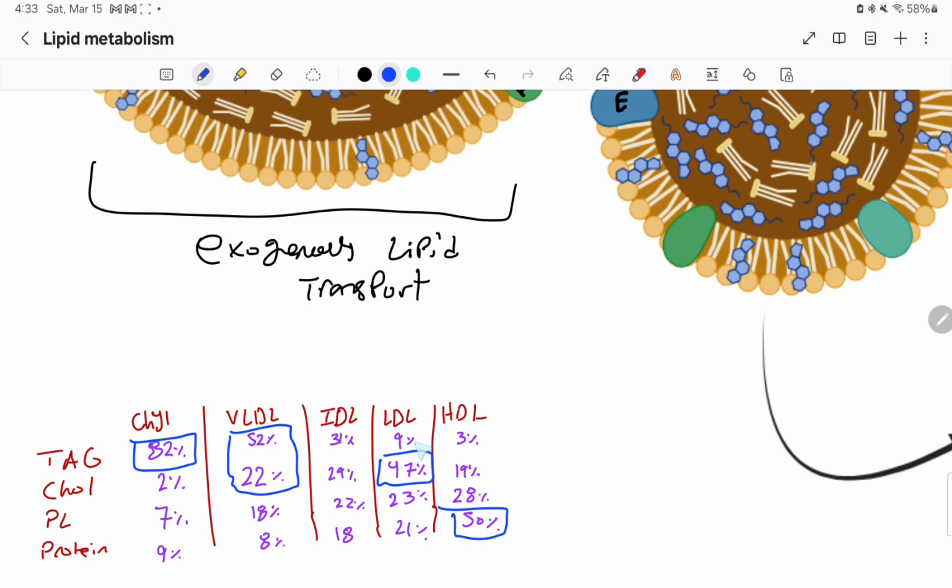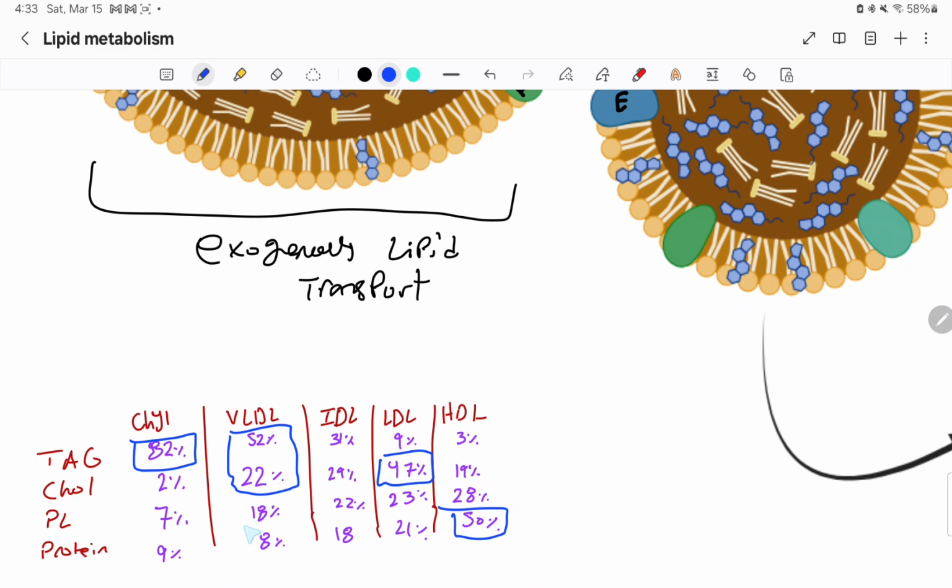LDL, of course, is super low in triacylglycerols and phospholipids, and very high in cholesterol. Now, I want to explain something to you. Take notice of the triacylglycerol content in the VLDL, the IDL, and the LDL, and take a look at the cholesterol content of the VLDL, the IDL, and the LDL.